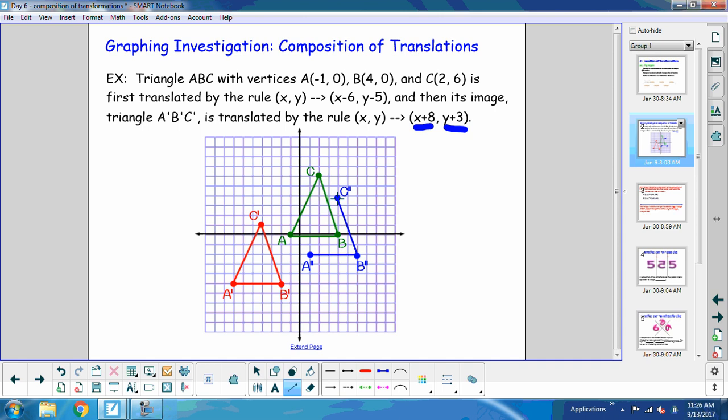Alright, so this was an example of just multiple translations. It's kind of tedious, I'm not going to lie. It's not the most exciting thing we're going to do. But really that's how it's done, and I just want you to make sure you recognize the notation. The first time we moved it, it was with a prime. So C became C prime. And then the second time we moved it, it'd be C double prime. If we moved it again, it'd be C triple prime.